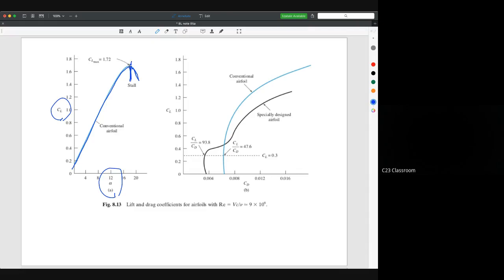It can also be caused by another reason, for example, icing, the formation of ice on the wing, which could create a stall at a lower angle of attack. So we have here the specially designed airfoil, and this is the conventional airfoil. Normally for a specially designed airfoil, the CL over CD ratio is bigger compared to the conventional airfoil. It is to help your aeroplane get more lift force with a lower CD.